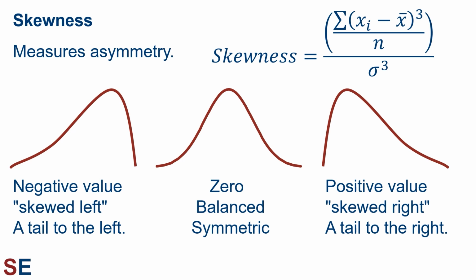If we have a perfectly symmetric distribution, like shown in the middle, we'll get a skewness of 0. If there's a tail that moves off to the left with a small number of values that are much smaller than what most of the values are, we'll get a negative skewness. And if we have a tail that goes off to the right, where there's a small number of values much larger than the typical value, we'll get a positive skewness.